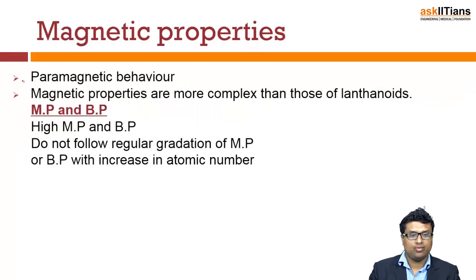Magnetic properties. Actinides are paramagnetic in nature. The magnetic properties are more complex than those of lanthanides. Regarding melting and boiling points, they have high melting points and do not follow a regular gradation or trend of melting or boiling point with increase in atomic number.